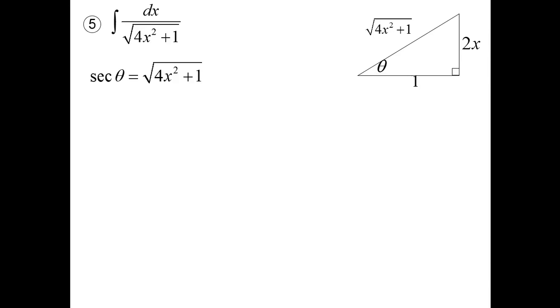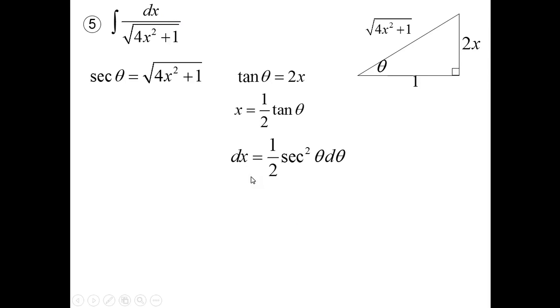Notice that secant theta is the square root of 4x squared plus 1. And tangent theta, which is opposite over adjacent, is just 2x. So if I get my expression for x, I have x is equal to 1/2 tan theta. And of course, we need an expression for dx. So we're going to take the derivative, and dx turns into 1/2 secant squared theta d theta.